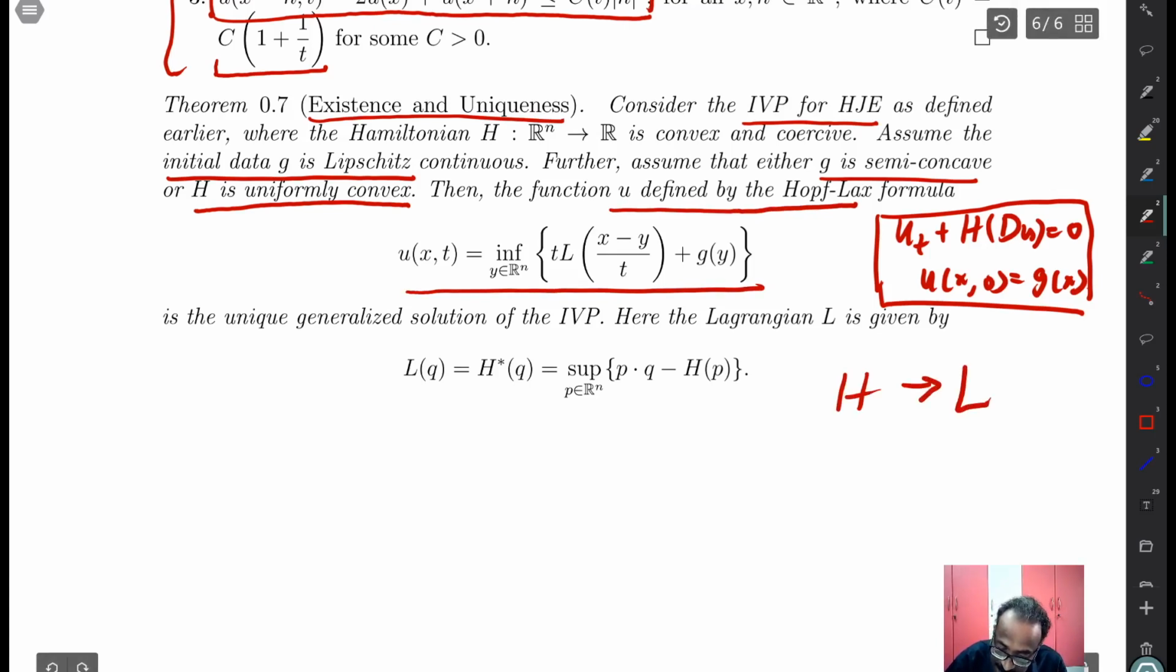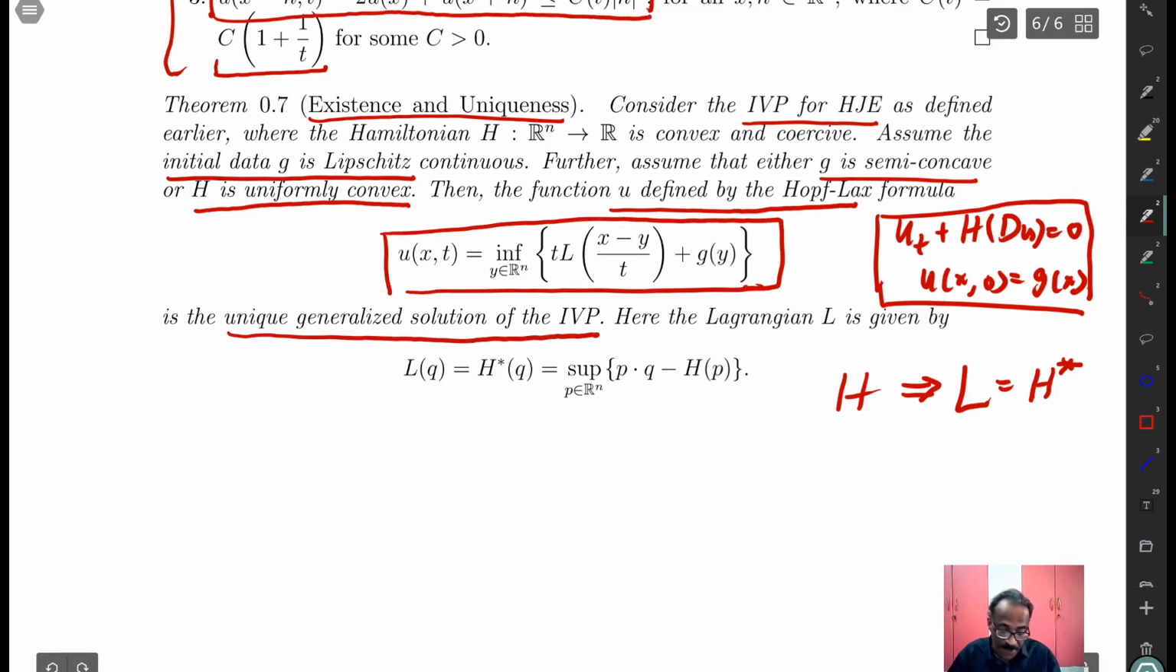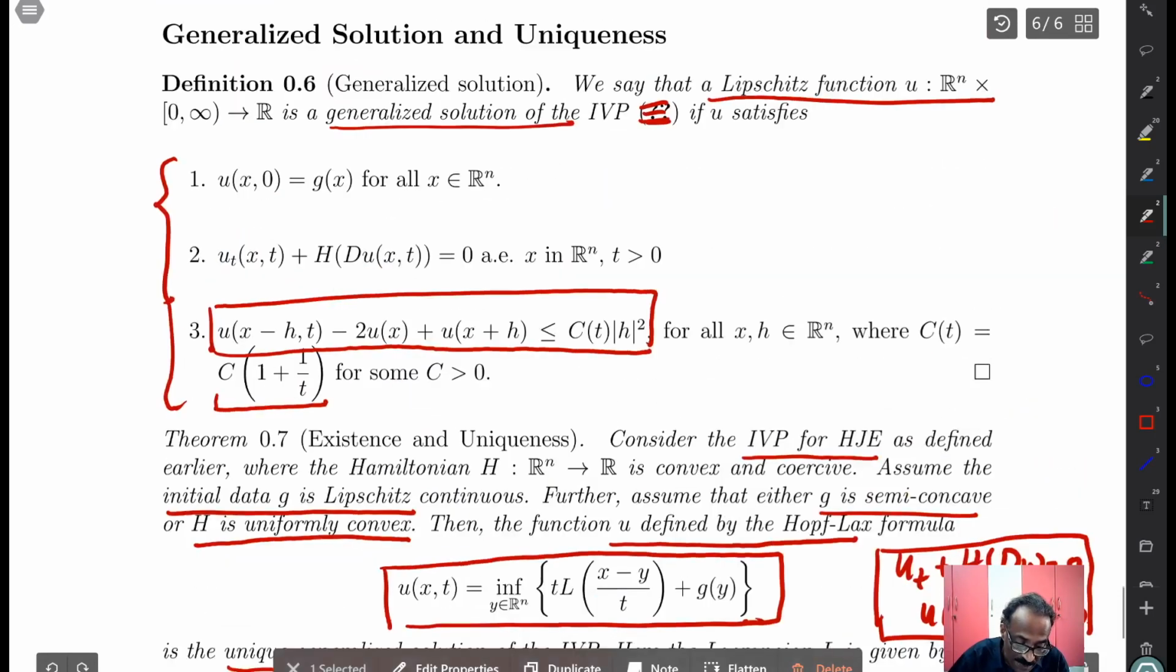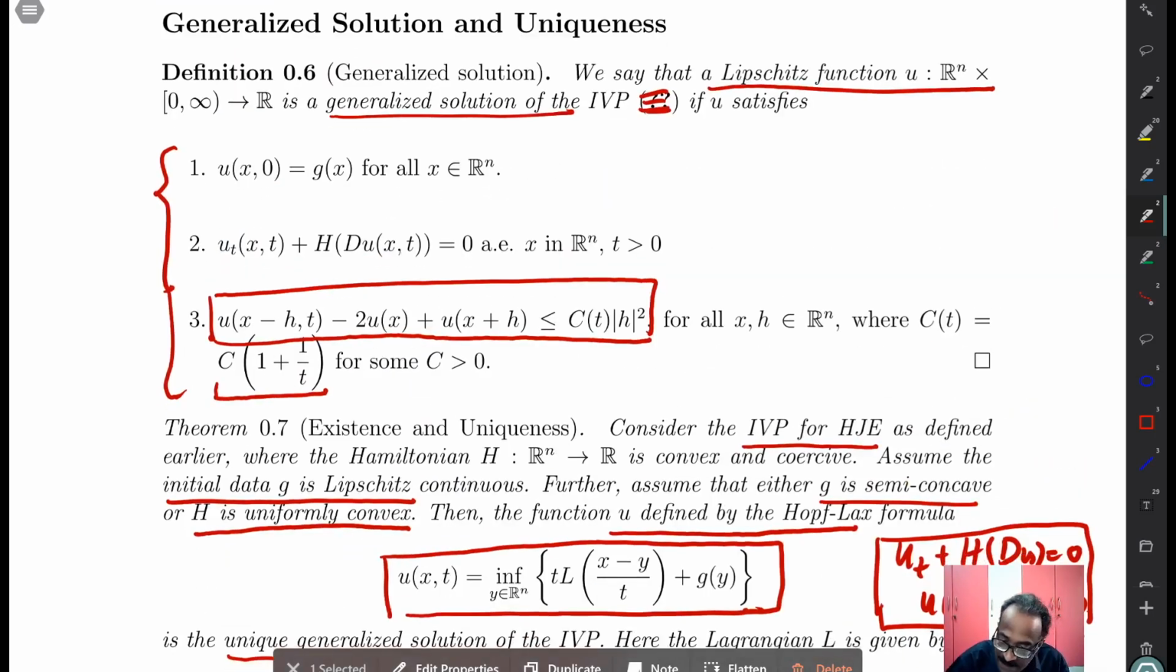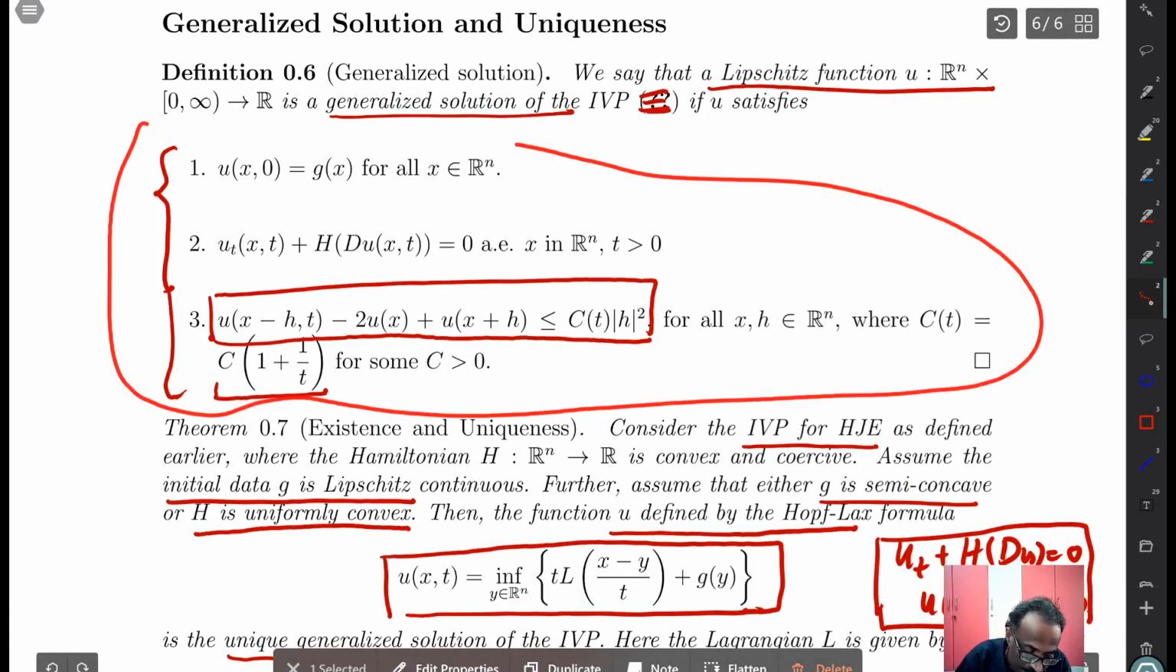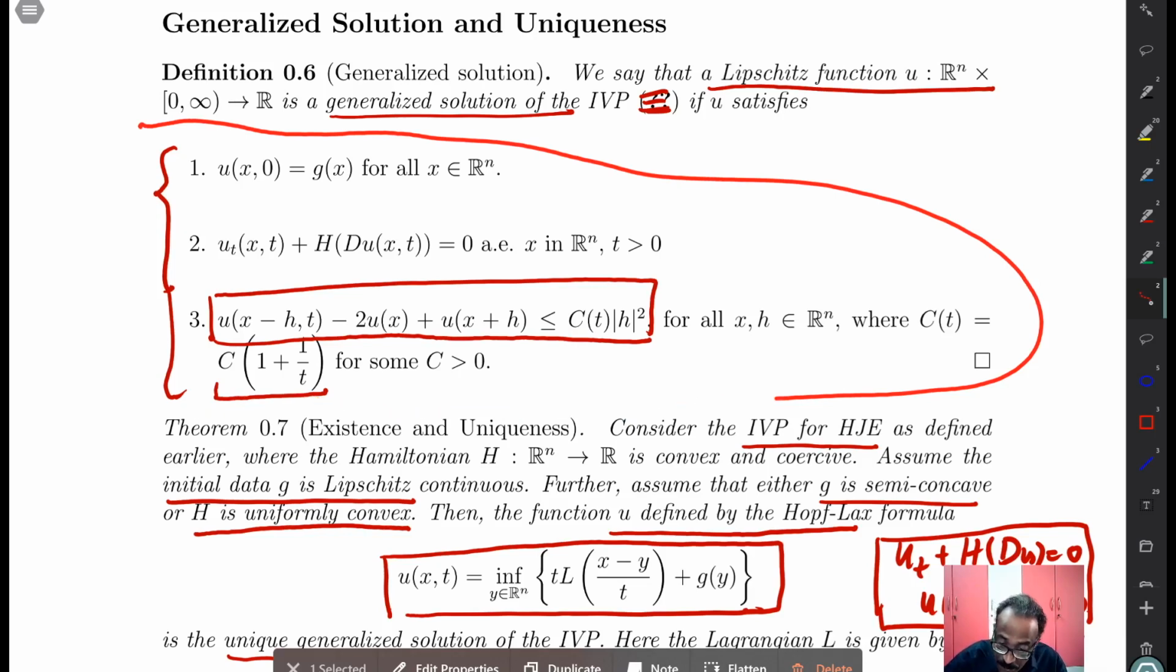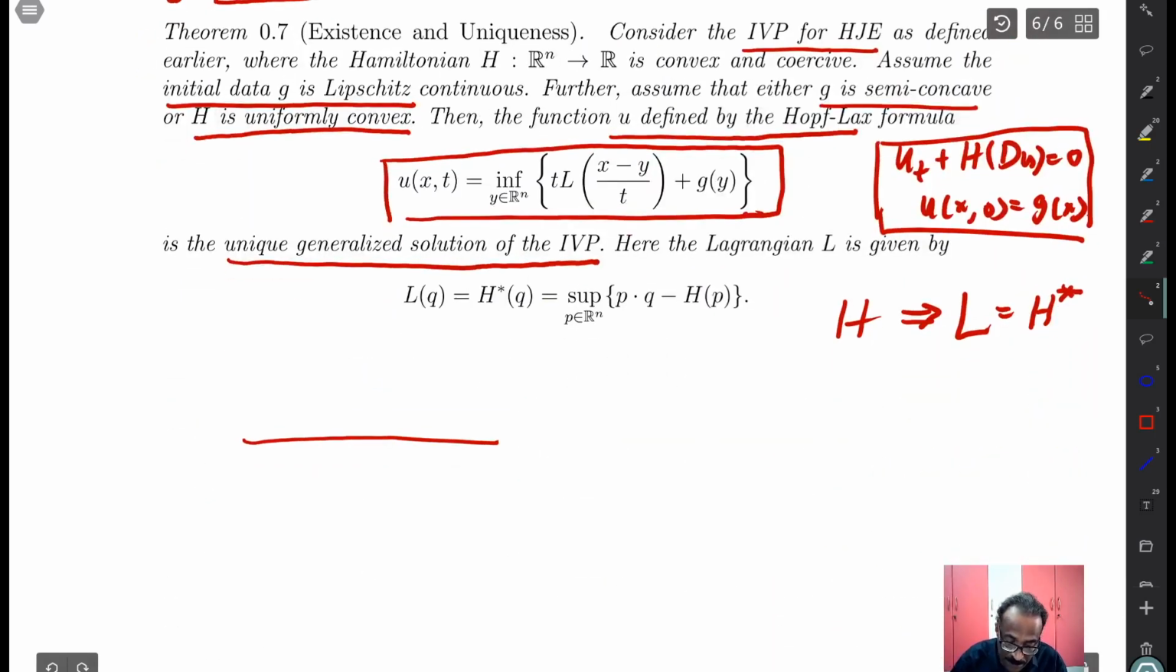H gives L as the Legendre transformation. By definition, H implies L, and then your Hopf-Lax formula is this one. It is the unique generalized solution of the IVP, the generalized solution in this sense. So you have your generalized solution, and your Hopf-Lax formula given by this one is the unique solution.